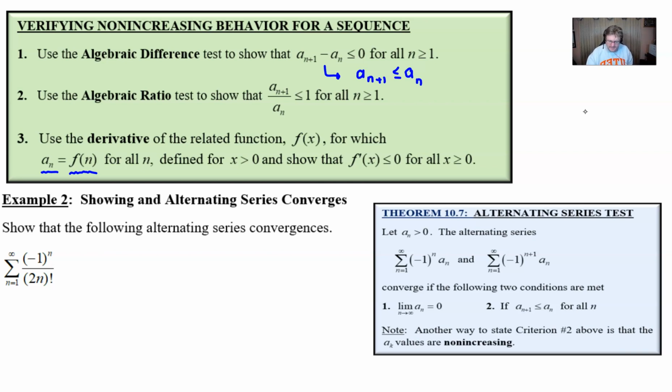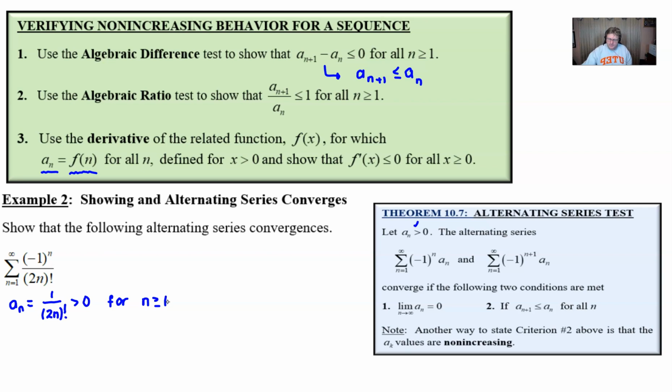And one of the things that I wanted to mention here in this problem is one of the criteria is that your nth term expression, and that's the piece without the alternating component. Remember, we do have to have a positive nth term expression. And so I believe that 1 divided by (2n)! is indeed positive for n greater than or equal to 1 in this case.